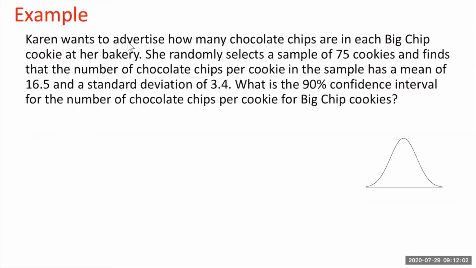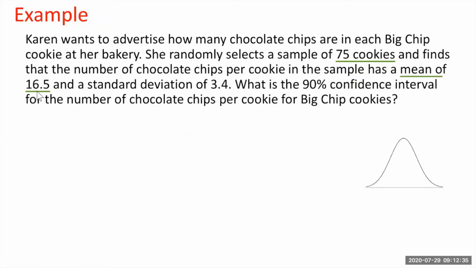Corinne wants to advertise how many chocolate chips are in a big chip cookie at her bakery. She randomly selects a sample of 75 cookies. You can see that is the sample size. She finds that the number of chocolate chips per cookie in the sample has a mean of 16.5.